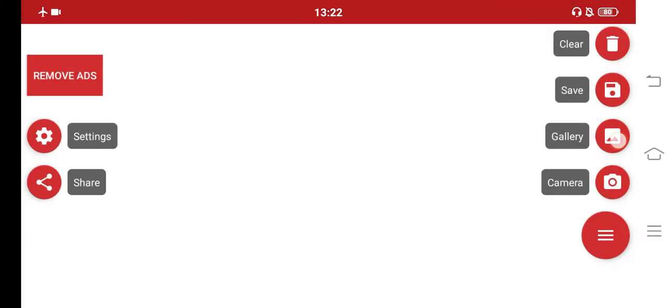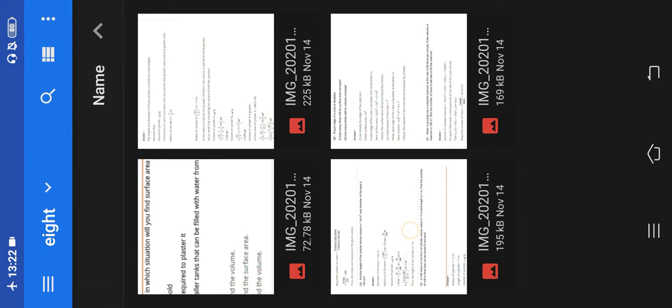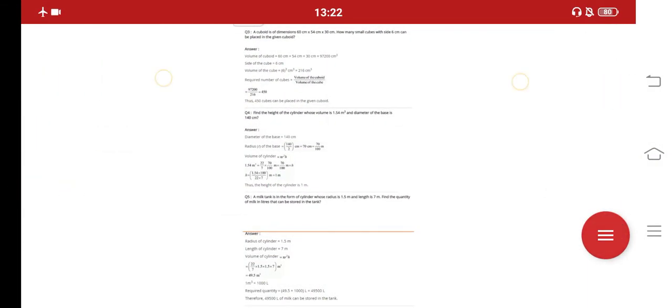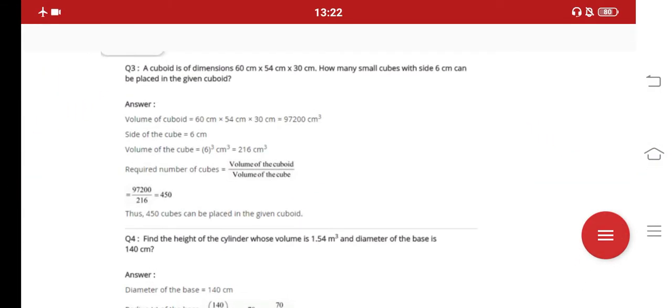Now let us see question number 3. See what is given in question number 3. A cuboid of dimensions 60 centimeter, 54 centimeter, 30 centimeter. How many small cubes with side 6 centimeters can be placed in the given cuboid? Can be placed inside means we have to take out volume. Now volume of a cuboid is L into B into H, that is 97,200 centimeter cube.